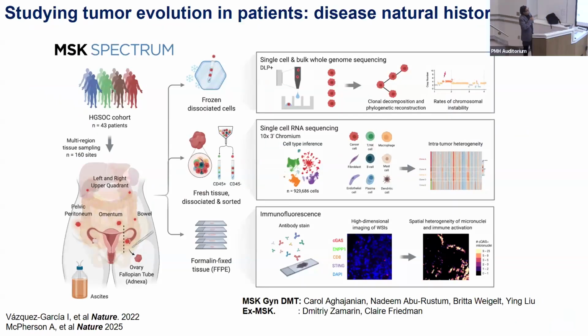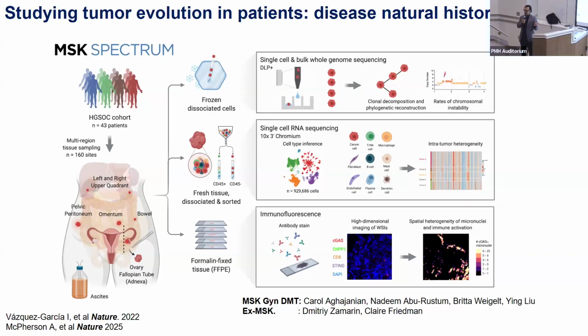When I went to Memorial almost 8 years ago, we set up a prospective collection in ovarian cancer. Part of my lab studies high-grade serous ovarian cancer and the evolution of that disease. We set up this collection protocol with the surgeons where at primary debulking surgery or interval debulking surgery, we collected material from across the peritoneal cavity, as depicted in the diagram, and then prepared these tissues for single cell analysis.